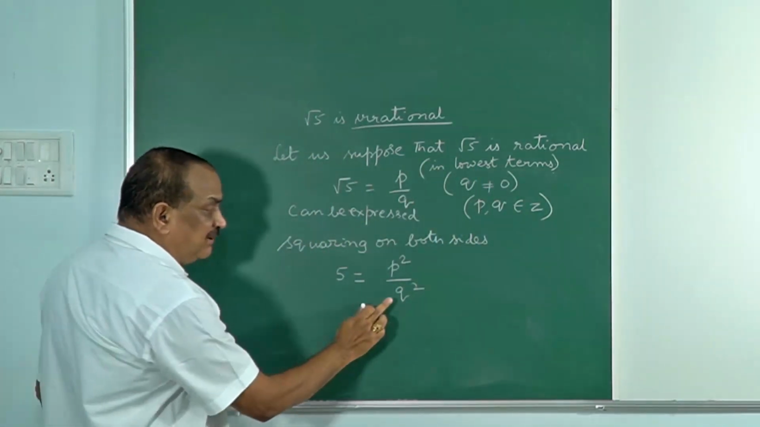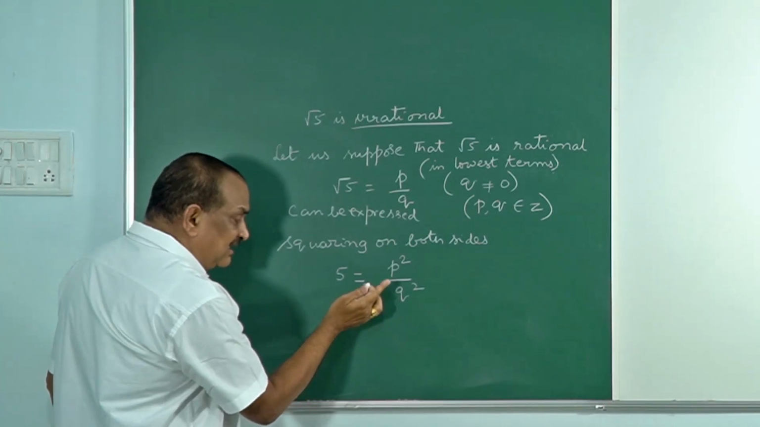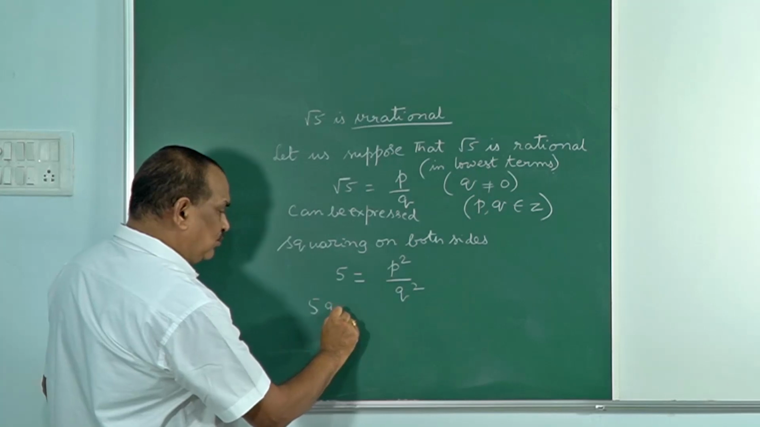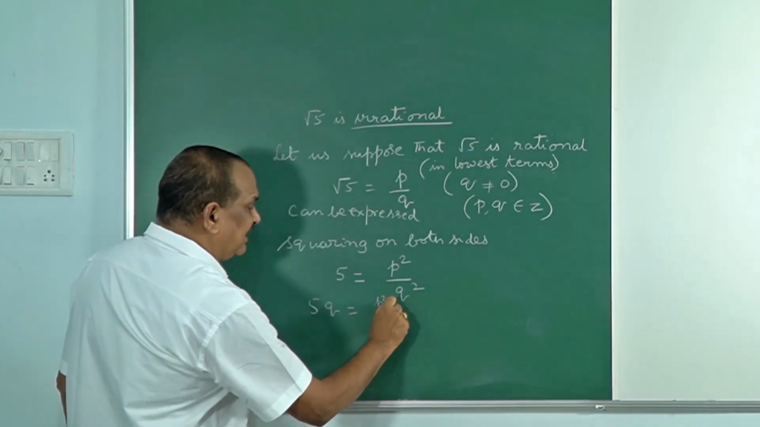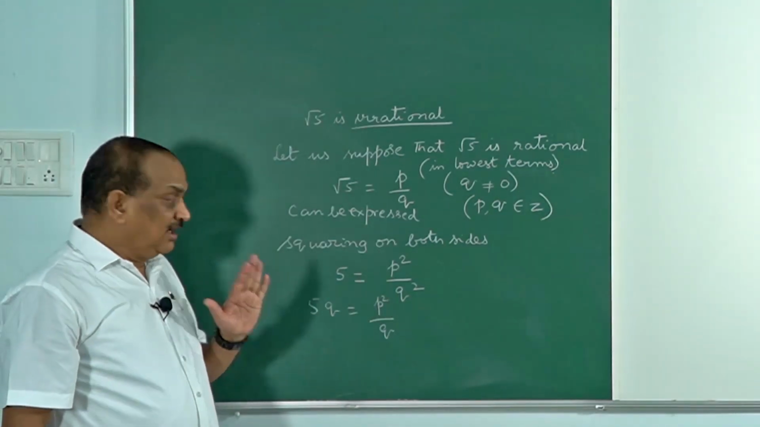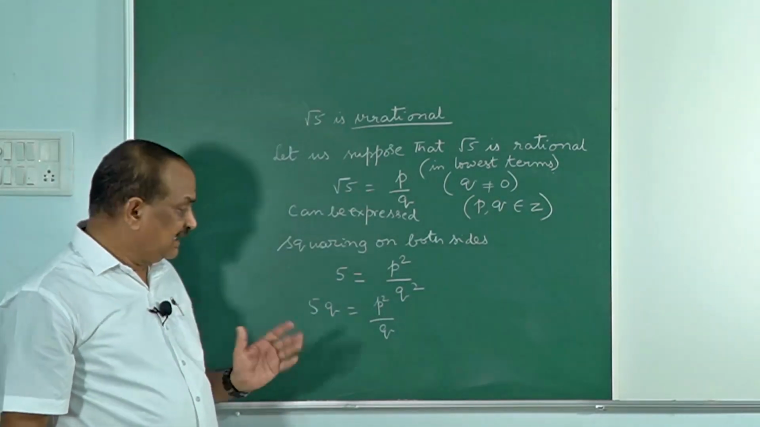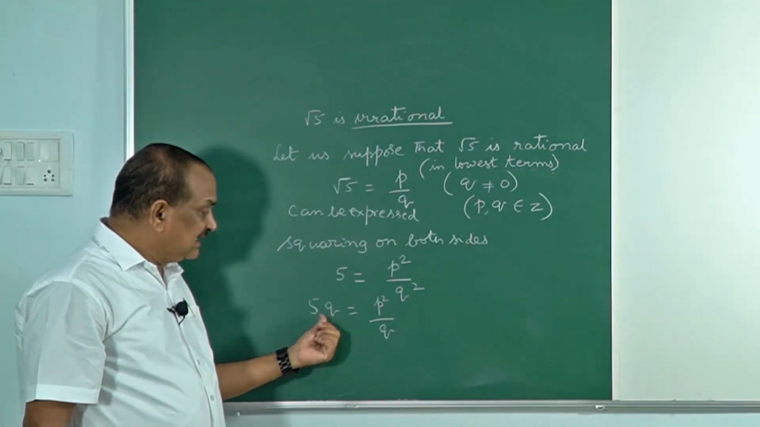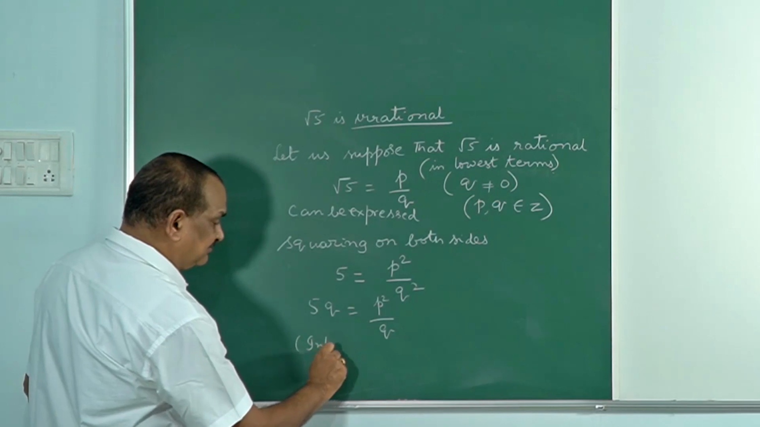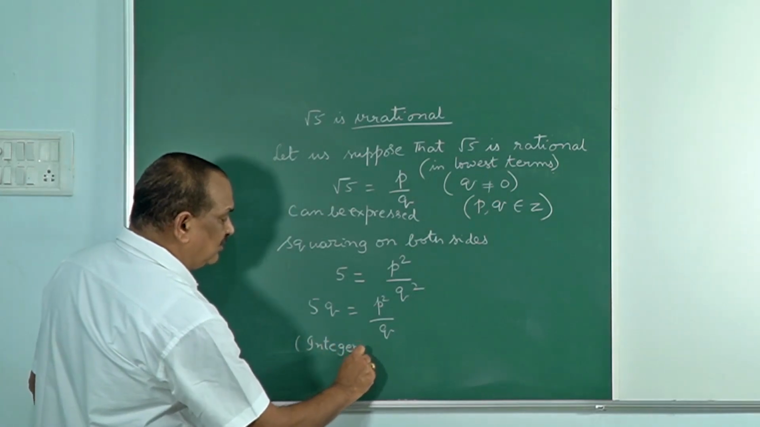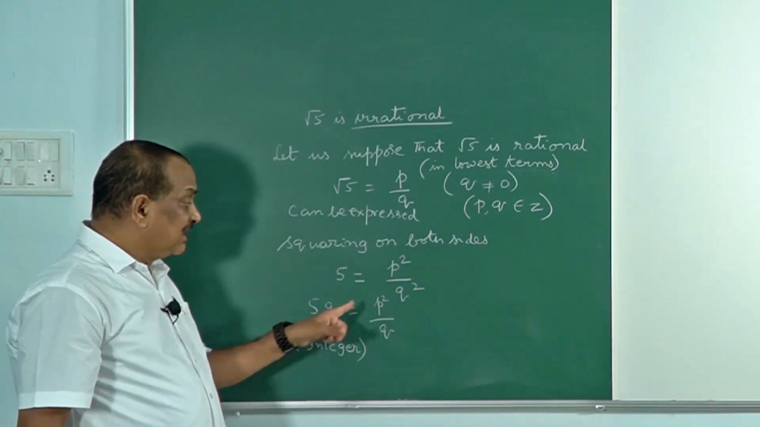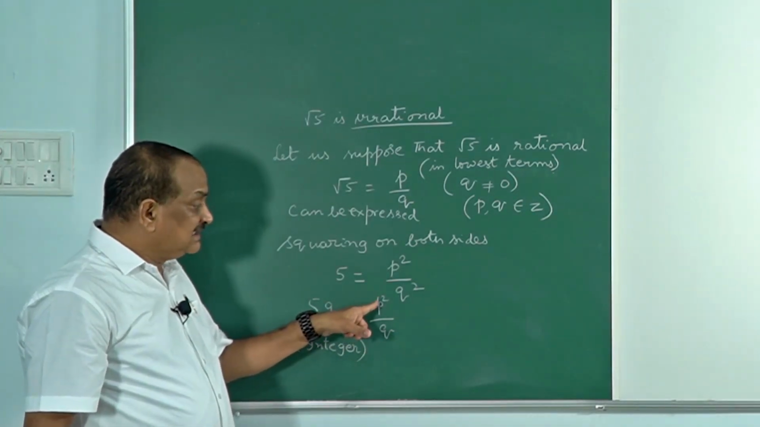Now here I bring a q from the denominator on this side to the numerator. So 5 times q is p square over q. One q is brought here. Now look at this statement. Okay, 5 times an integer is an integer. This side you have got an integer, because an integer multiplied by 5 must be an integer.